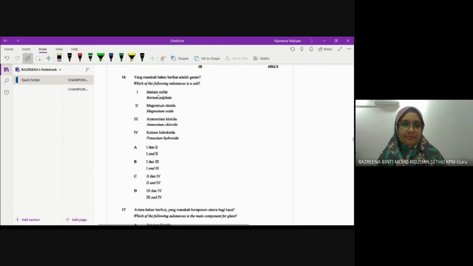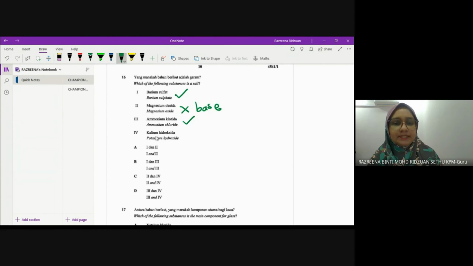Number 16. Which of the following substance is a salt? You have to know what is salt. Let's look at these answers. Barium sulfate. Is barium sulfate a salt? Yes, it is a sulfate salt. How about magnesium oxide? Oxides are not salt. Oxides are base. This is a basic oxide. Ammonium chloride, it is a salt.